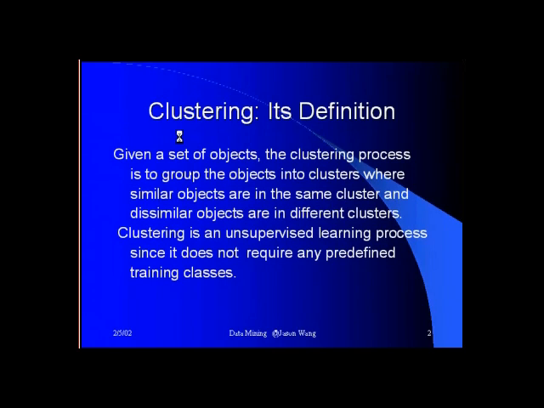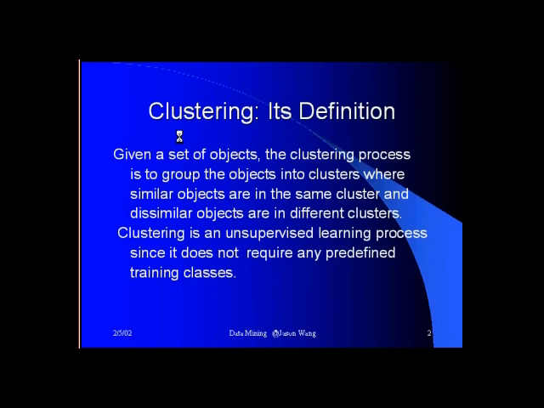In contrast to classification, which is a supervised learning process, clustering is an unsupervised learning process because it does not require any predefined training classes. More precisely, clustering does not go through the training phase. It's just an algorithm that automatically groups data objects into different clusters.